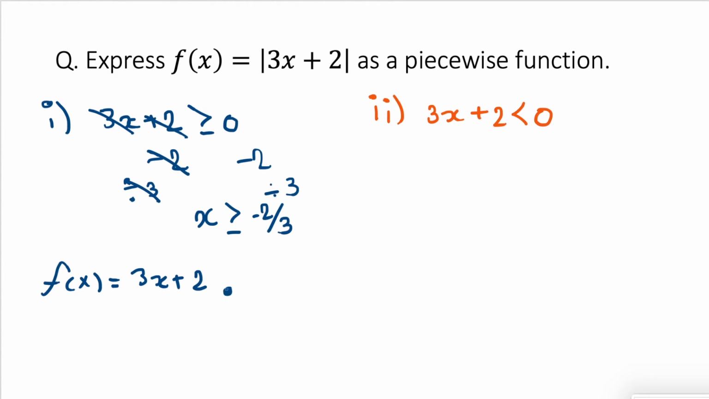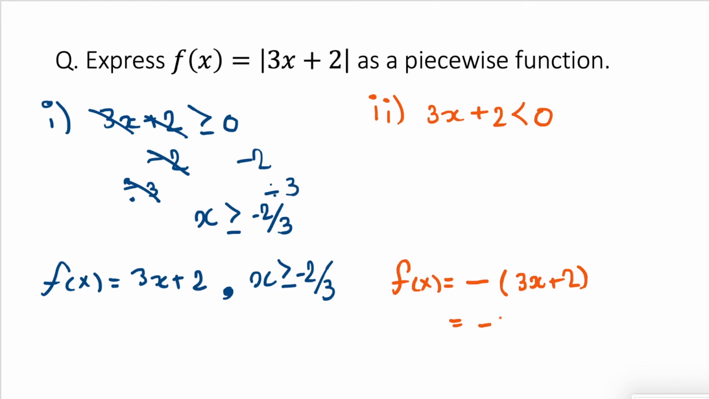So this case is when x is greater than or equal to negative 2 over 3. Same thing here. We know when inside of the absolute value is negative, it comes out with a negative sign. So in this case, f of x will be written as negative, 3x plus 2. Now let's simplify the bracket here. Negative times positive gives you negative. Negative times positive gives you negative. So that's going to be your f of x.